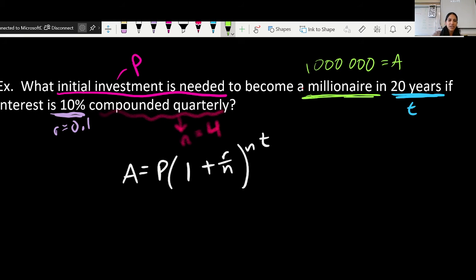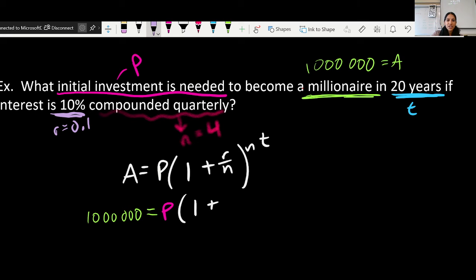Our A value is 1,000,000. So 1, 2, 3, 4, 5, 6. That's a lot of zeros. Equals our principal amount. That's what we're looking for. So I'm going to leave that there. 1 always stays out as 1. The reason for that is because it's like 1 being multiplied by the principal amount. That's how it just gives us the final value right away.